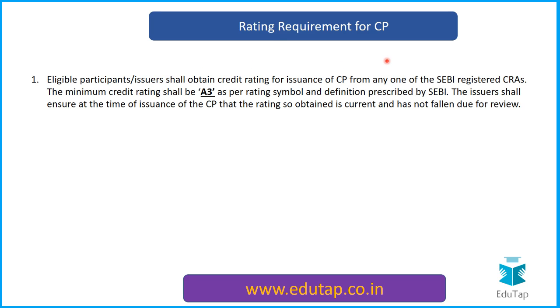Rating requirement for CP. So any company who wants to issue a commercial paper has to obtain a rating from a rating company which is registered with SEBI. This is very important so as to ensure that the company issuing commercial paper is in good health. The minimum rating that shall be obtained by a company issuing CP is A3. Like A1 is very good, A2 is then mediocre, A3 is after A2, then A4, A5 are like bad ratings. So the minimum rating for a company to be eligible to issue CP is A3, and this rating shall be obtained from one of the credit rating agencies registered with SEBI.